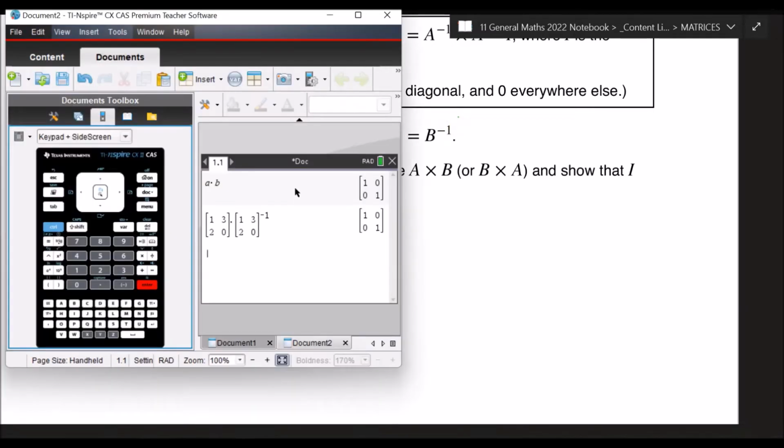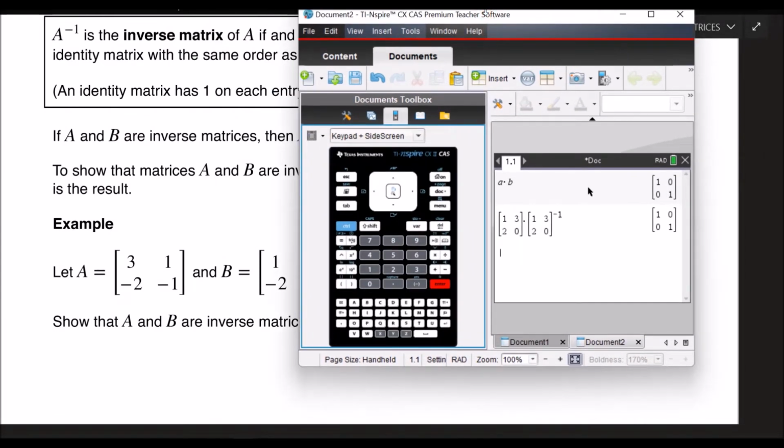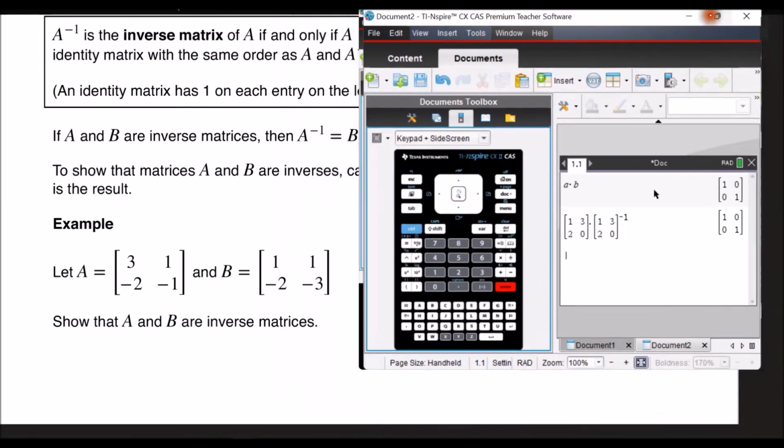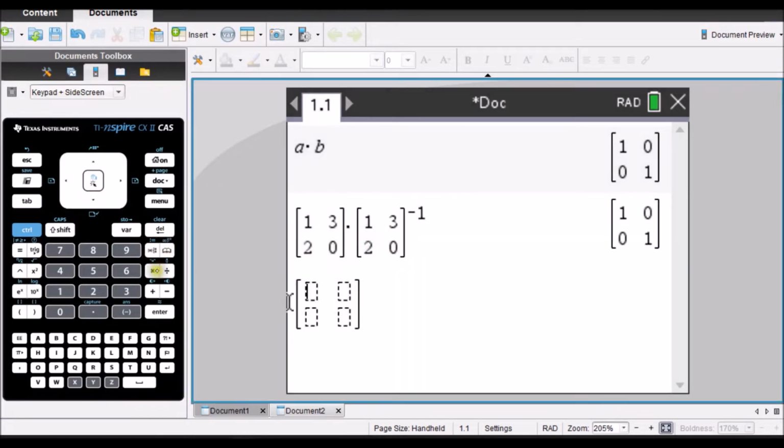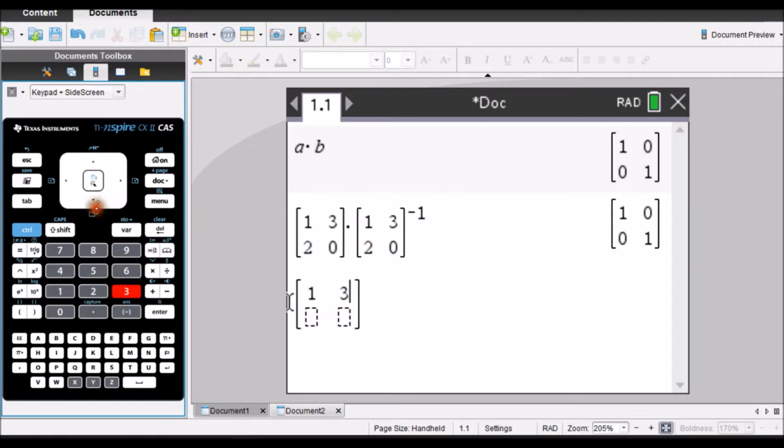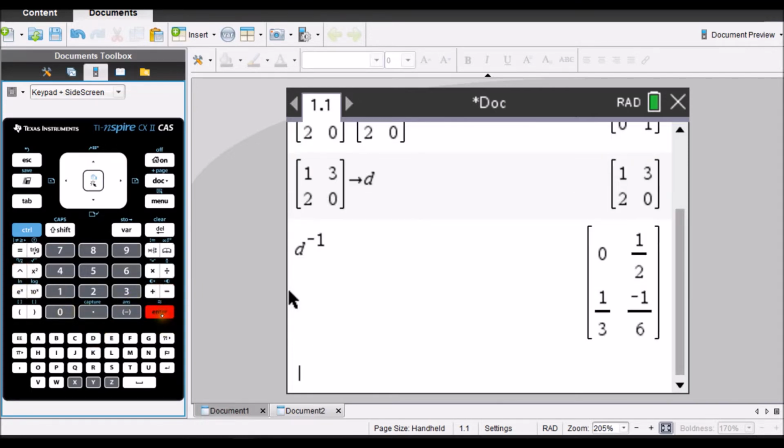On my calculator, what that's saying is, let's say you have matrix A. Actually, let's use these matrices here. If I have this matrix, 1, 2, 1, 3, 2, 0, let's call that matrix D. There's matrix D, and the inverse of matrix D, so if I go D to the power of -1, gives me that. So these two matrices are the inverses of one another.